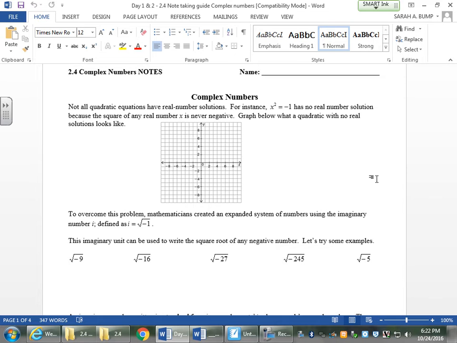If we look at the equations, for instance, if I give you x squared minus 1, I'm just going to rewrite that down here. x squared equals -1. That'll have no real number solution because when you square a number, it never comes out negative. You just think about this. When you square this x value, there is no way it can come out to be a negative answer.